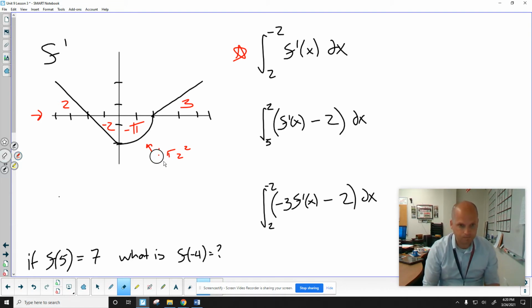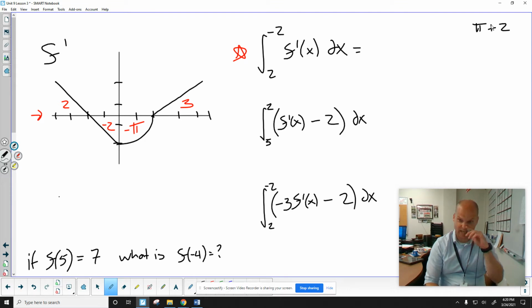Now I'm going to be able to answer my questions, getting those areas correct. 2 to -2. 2 ways to do this. You can immediately say, oh, I'm going from 2 to -2. I'm going in the opposite direction, so I need the opposite answer. Positive pi, positive 2. Add those together.